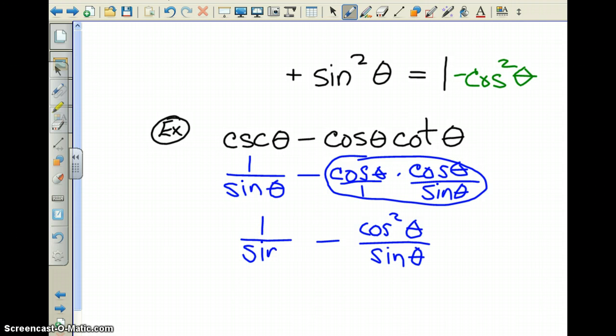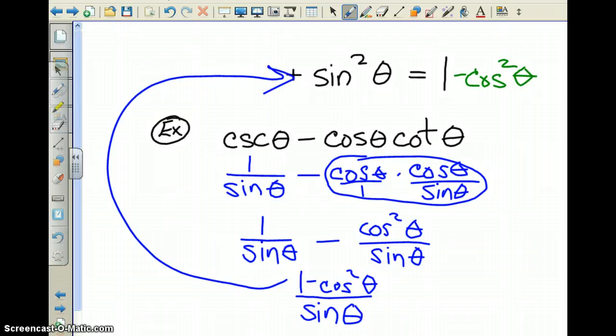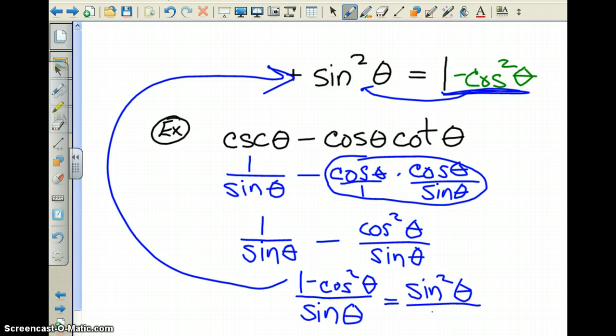And now I'm ready to subtract, and this worked out conveniently because I have a common denominator already. So my common denominator will stay sine theta. And my numerator, 1 minus cos squared, not like terms, so I'm just going to leave them like that. 1 minus cos squared. But notice this 1 minus cos squared is the same thing as sine squared. So I'm going to substitute in that Pythagorean identity right here to make it sine squared over sine.